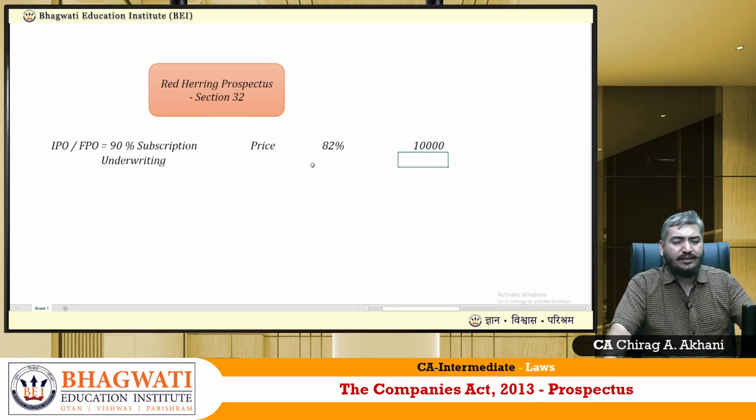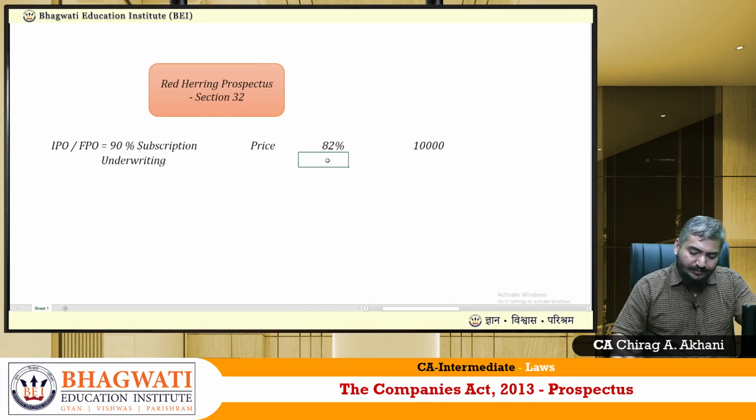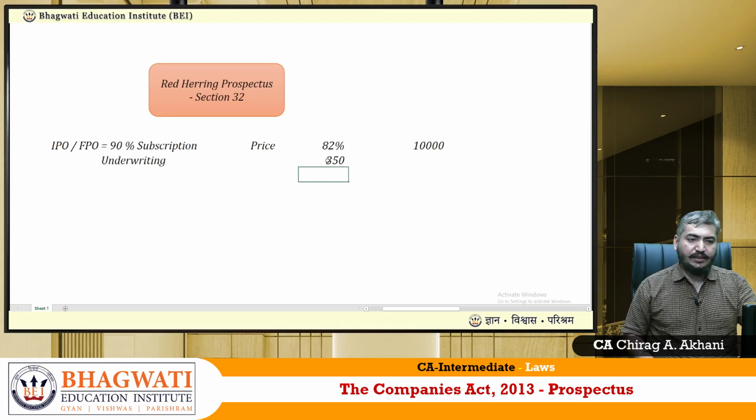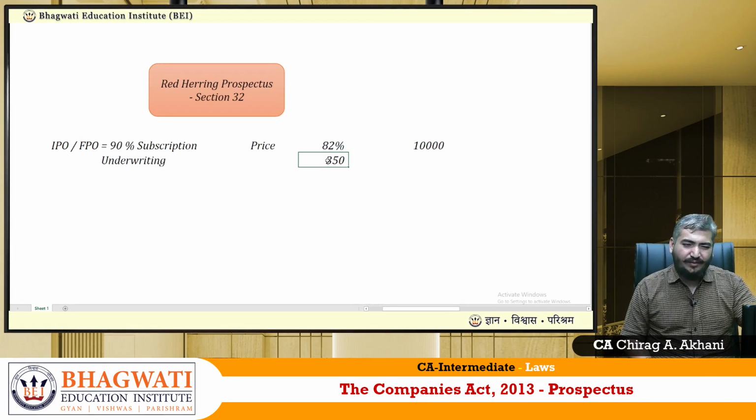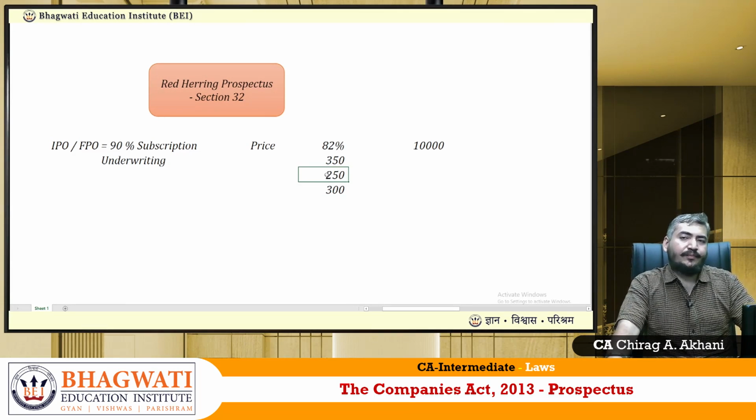The same thing happens with the company's share price as well. If the company has kept, let's say, 350 rupees, 82% are ready to buy at this price, but some people may think, no, as per the fundamentals, 350 is a bit high. If it was somewhere around 250, I could think, or 300, I could think. This kind of mentality is working in the primary market.